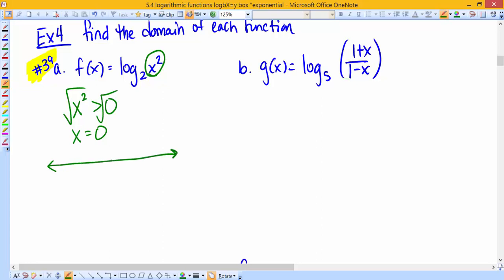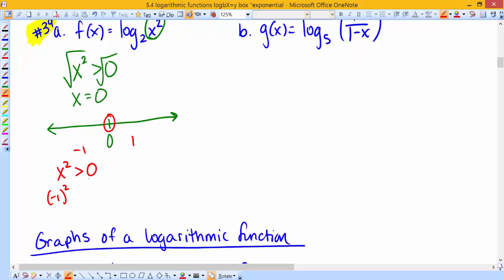So the part that you guys dislike the most is the testing of values, but that's what you have to do here. So the 0 gets an open circle because it has to be greater than 0. X cannot be 0. And I test -1 and I test 1. So I plug this back in. It has to be, x squared has to be greater than 0. So -1 squared is 1. Is 1 greater than 0? Yes. So I highlight that piece.